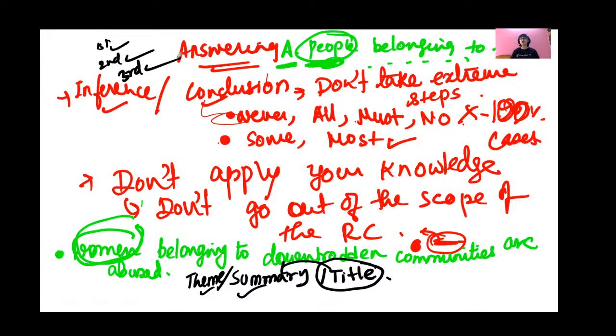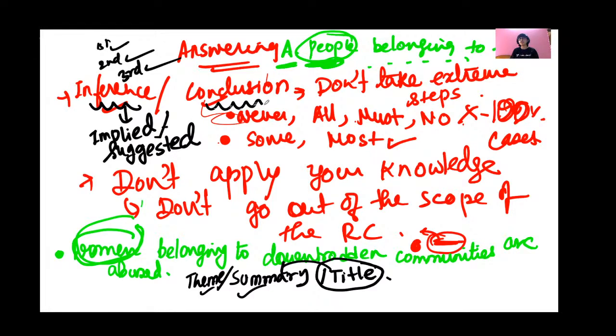Inference and conclusion are two different things. When inference is asked, inference is something that is implied or suggested. Implied means suggested, something that is indirectly said. And conclusion is something which you draw after reading the passage.